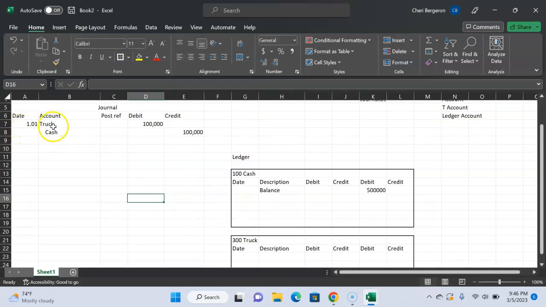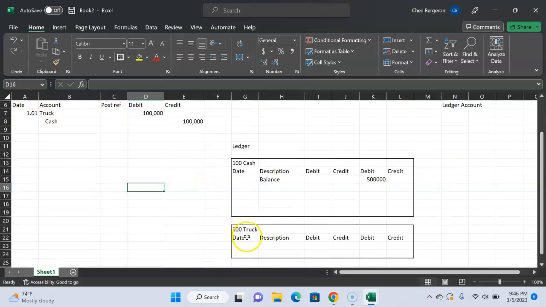I'm going to start up here. I'm going to say truck got debited for $100,000. So I look for my truck account right here. It happened on 1/1. I don't put a description because this isn't a beginning balance. This is just a transaction. And what did I do up here in the journal entry? I debited it. Then what is my new balance? Well, I started with nothing in this truck account and I added a debit of $100,000. So now my balance is $100,000.